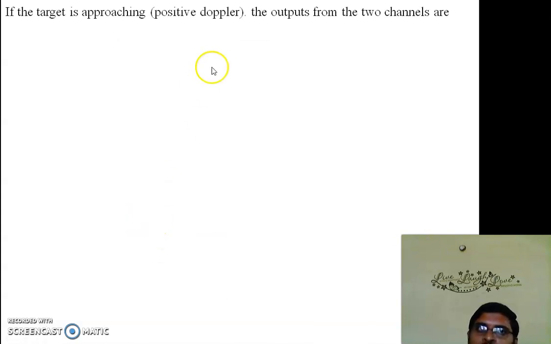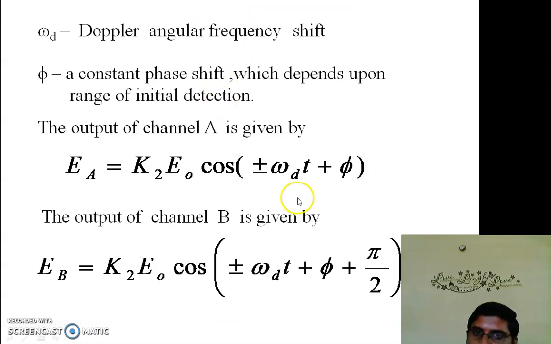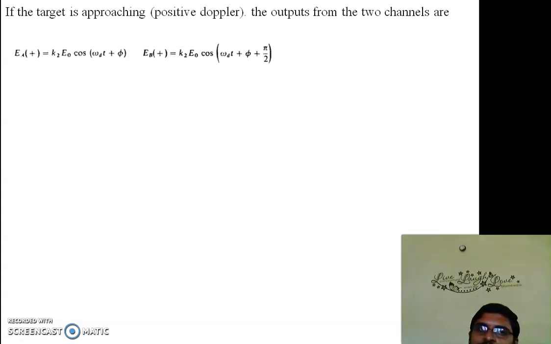If the target is approaching, with positive Doppler, the outputs from the two channels are given by these. That means in the previous expression, if the target is approaching, take the plus sign. If the target is moving away from the radar, take minus. That's all. First case take plus, then next case take minus. If the target is approaching the radar, the Doppler shift is plus. The outputs from the two channels are this one.